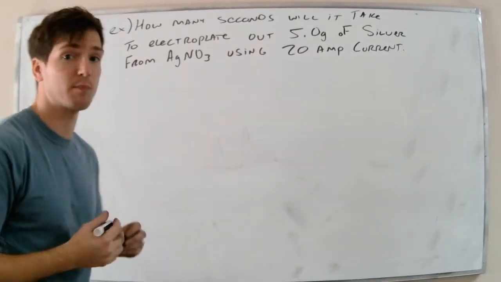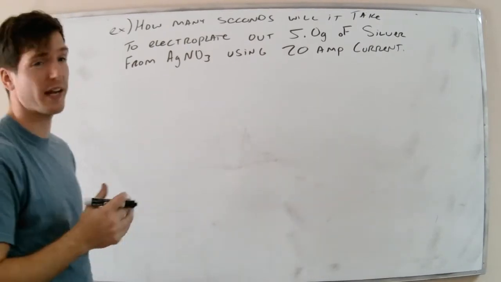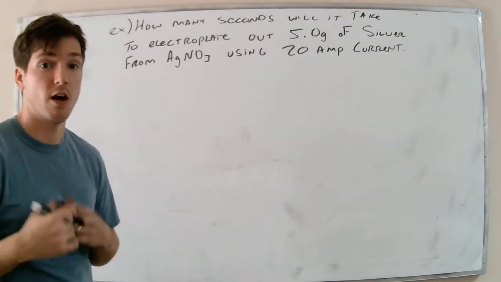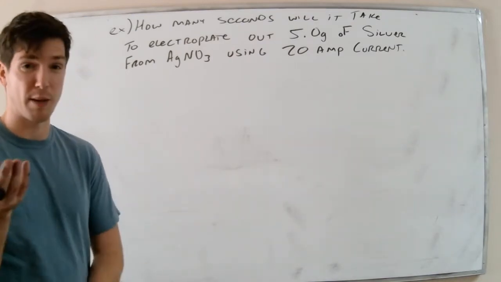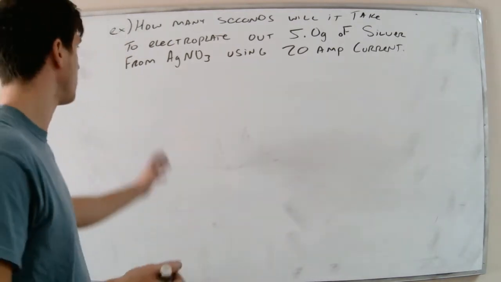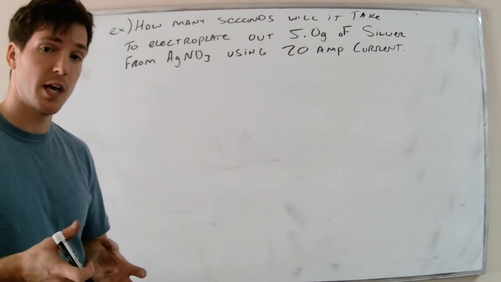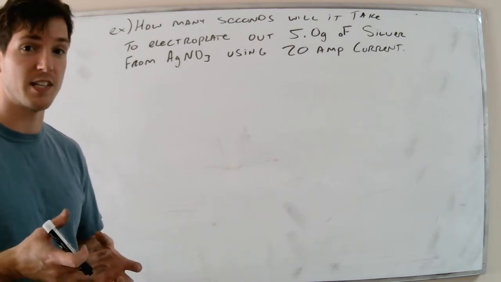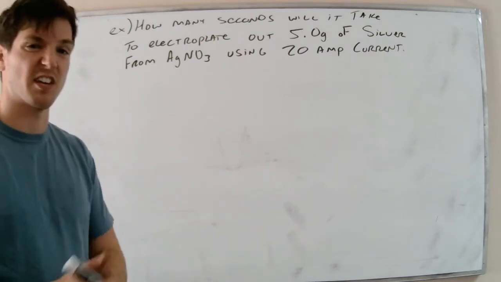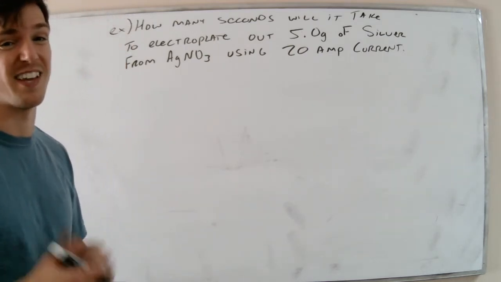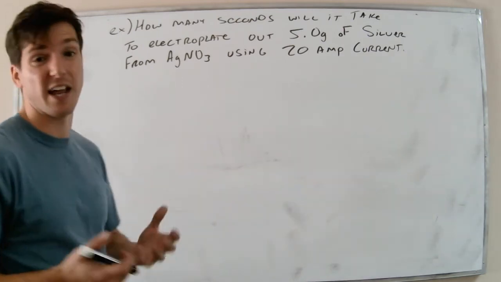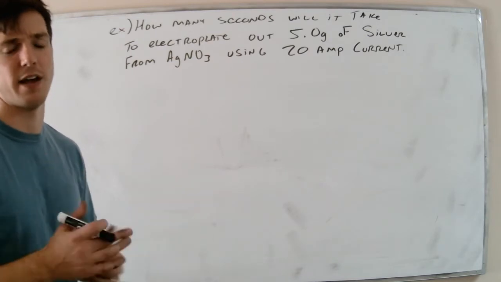Alright, so here's our example. How many seconds will it take to electroplate out 5.0 grams of silver from silver nitrate using 20 amps of current? So pretty much what you're doing is that you might put like, I don't know, a crappy metal bracelet into a solution of silver nitrate. If you run current through that metal bracelet, that silver from the silver nitrate will attach to the outside of that bracelet and coat it in a nice layer of silver. It's an easy way to make jewelry look nice. But instead of making it out of pure silver, you just coat the outside with silver.